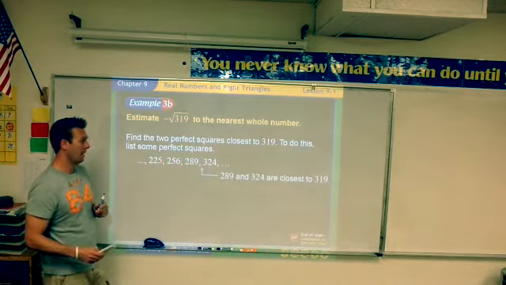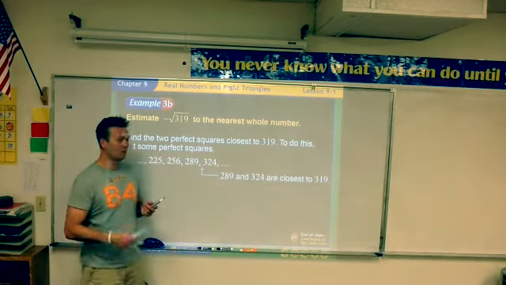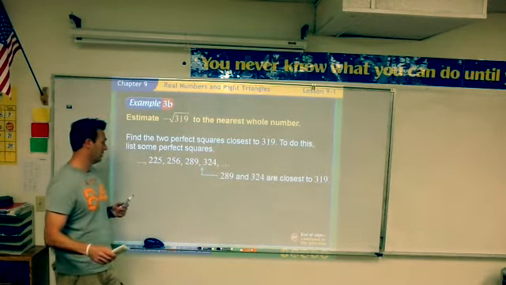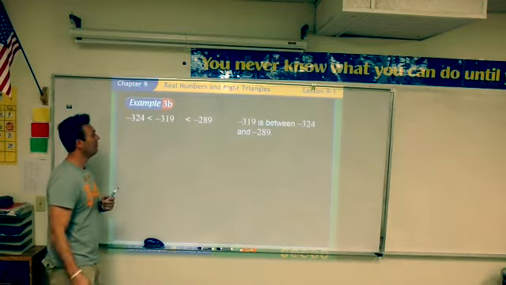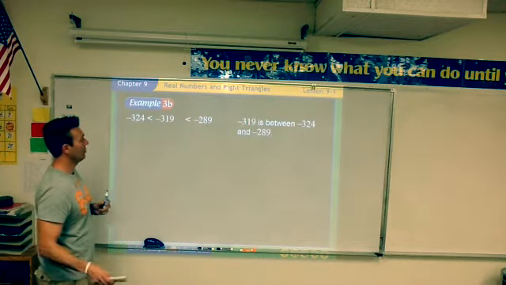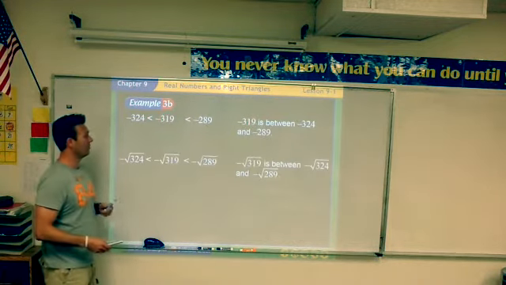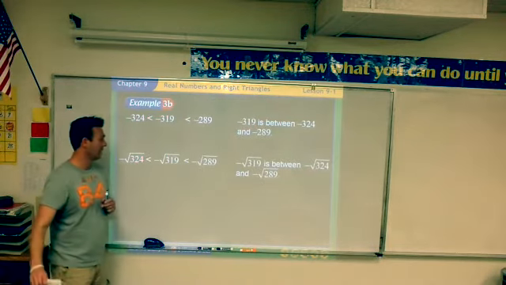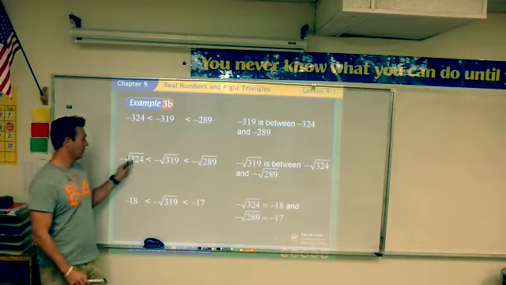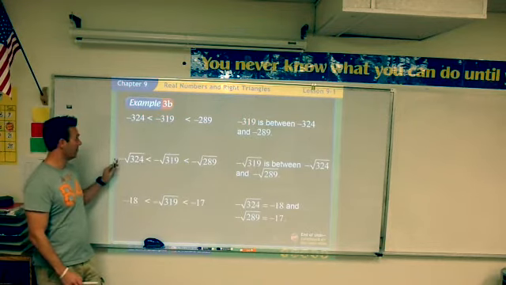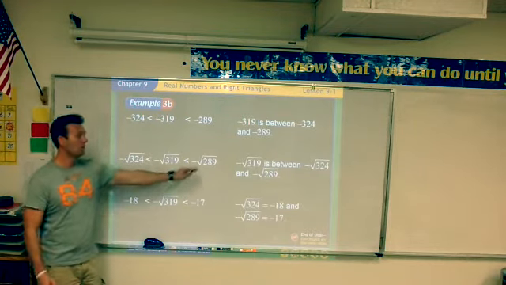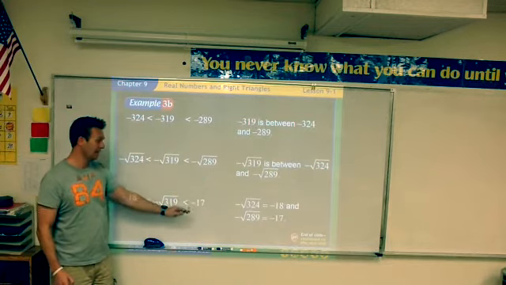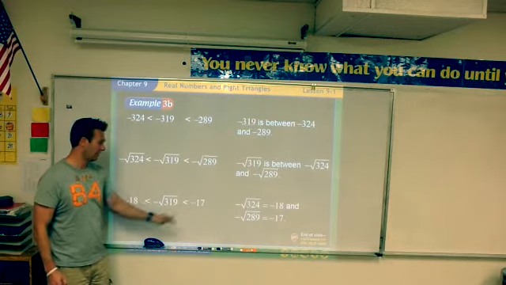So, since they're the ones that are closest to 319, they're the ones that we're going to use. Now, the question is, what is the square root of 324? What is the square root of 289? And we're going to find out right now that the square root of 324 is 18, but don't forget the negative sign. The square root of 289 is 17, don't forget the negative sign.